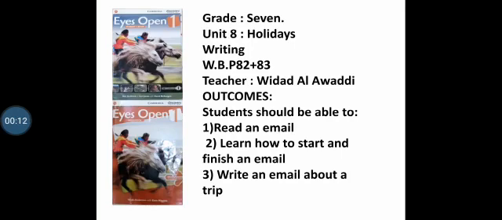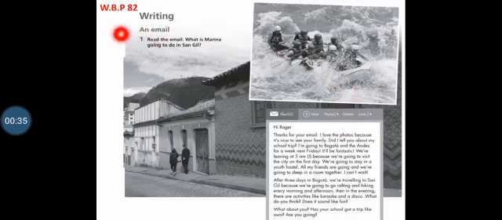Today we are going to continue our lessons from unit 8, and today's lesson is writing, workbook pages 82 and 83. For today we are going to have 3 outcomes: students should be able to read an email, learn how to start and finish an email, and write an email about a trip. Now, let's move to your workbook page number 82, writing an email.